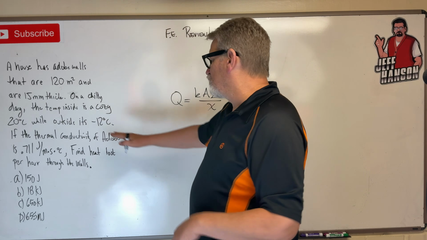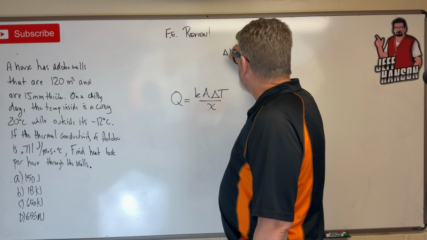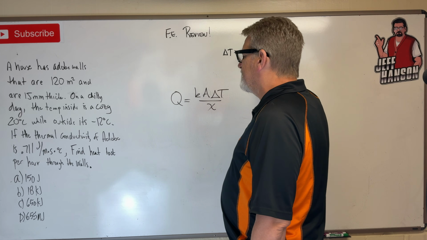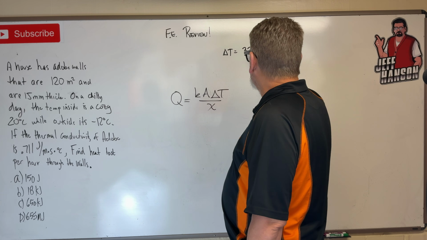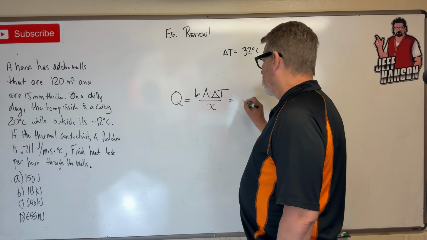Delta T is pretty easy. It was 20 inside, and negative 12 outside. So delta T is going to be equal to, what'd you say? 32 degrees C is the change in temperature. Let's see if we can do this, okay?